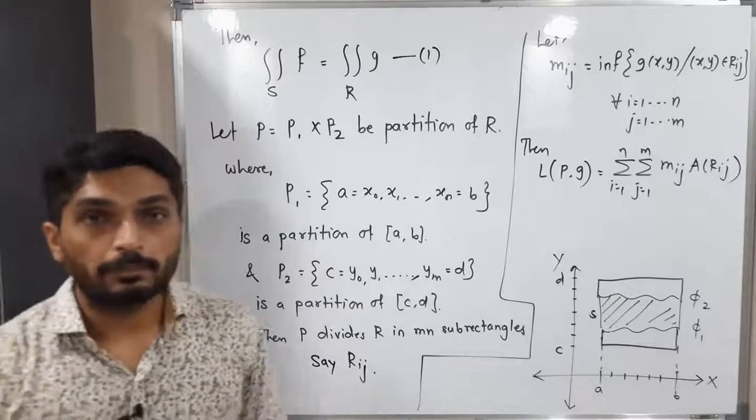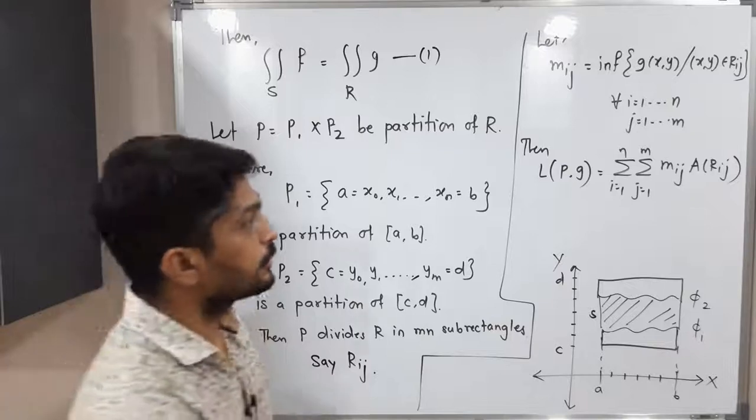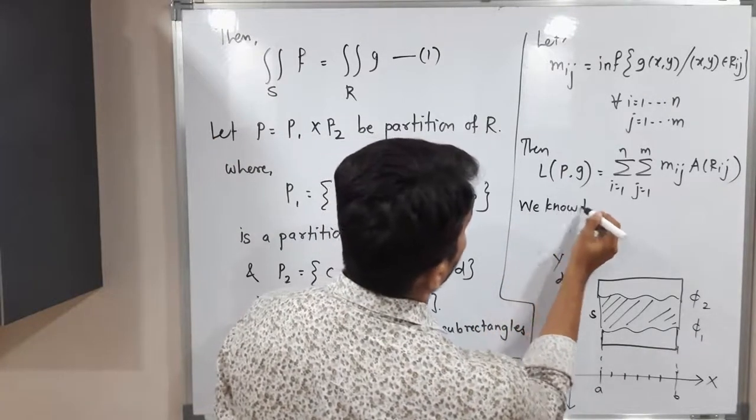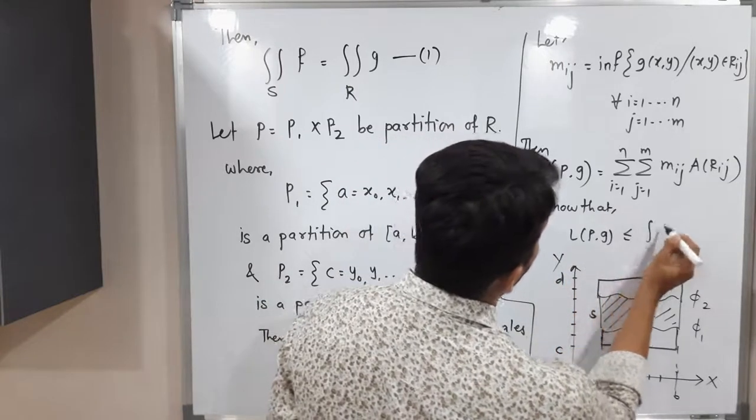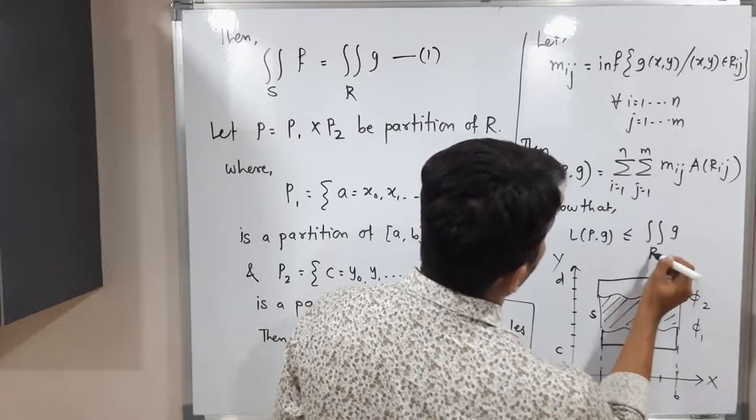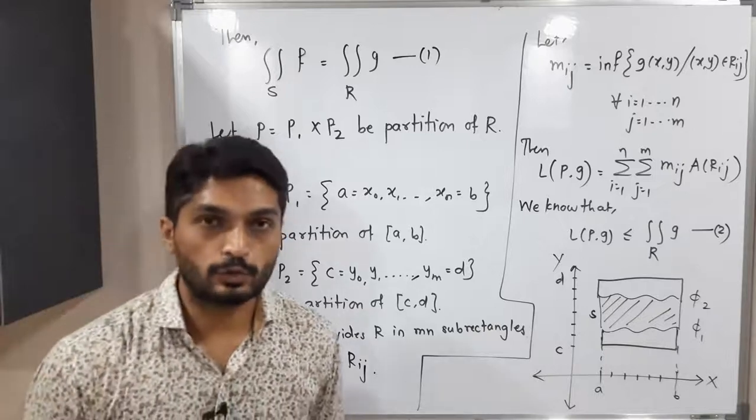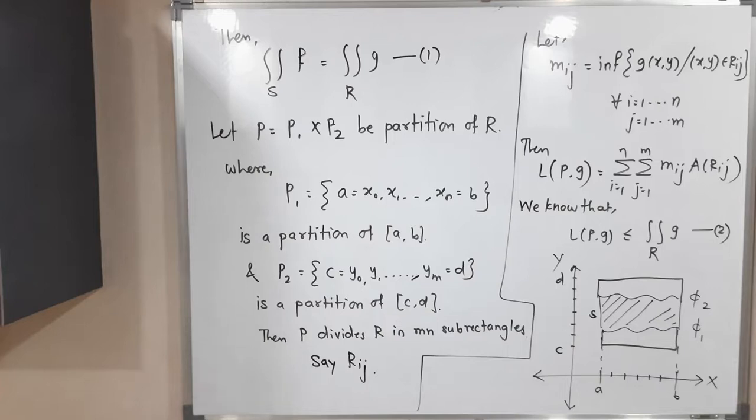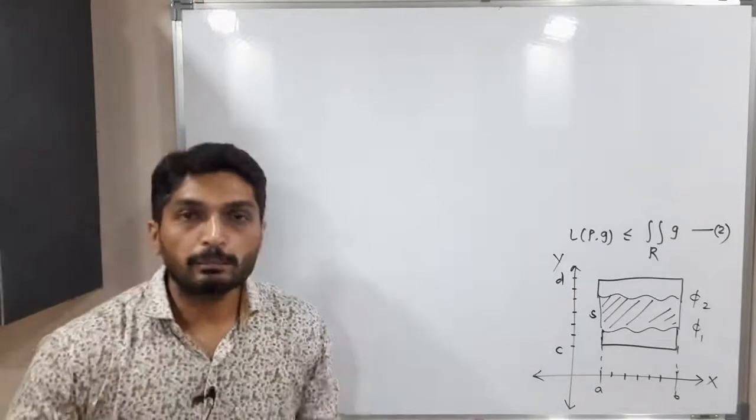See, we know that lower sum is always less than or equal to the actual integral. So let me write here. We know that lower sum L(P, g) is always less than or equal to the integral of g over R. Okay, let me call it 2. This is the second important thing we have got. There is no more space to write. Make a screenshot of it. Purposely I have kept inequality number 2 here, so we will remove it after using it.